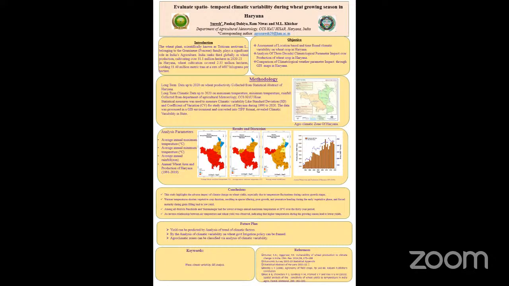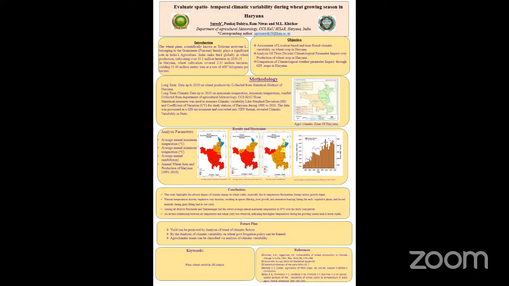So if we talk about the conclusion, the study highlights the adverse impact of climate change on wheat yield, especially due to temperature fluctuation during various growth stages. Warmer temperature shortens vegetative crop duration, resulting in sparse tillering, poor growth, and premature heading during the early vegetative phase, and forcing maturity during grain filling leads to low yield.